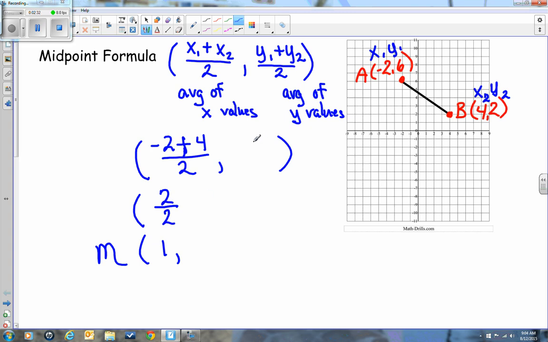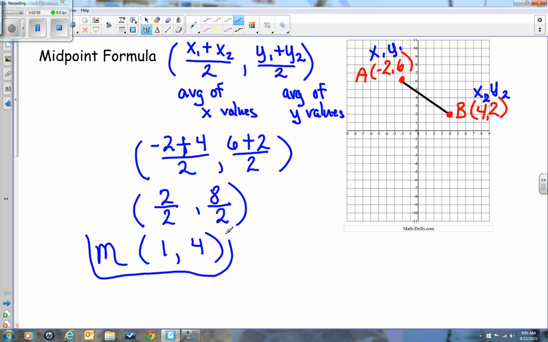Let's take a look at the y's. How do we find the middle of the y's? Well, we take the two y values. The first one was a 6. The second one is a 2, so we add that and we divide by 2. 6 plus 2 is 8. Divide by 2. 8 divided by 2 is 4. We found our midpoint. Our midpoint is 1, 4.